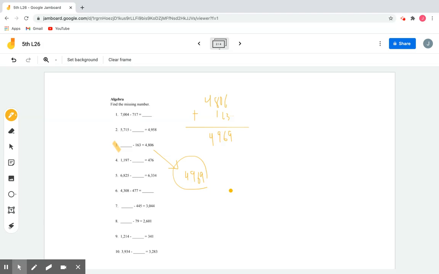Alright. Let's do one more example. Let's do number 5. We have 6,825, and then we subtracted this by something, and then we got 6,334. So I'm going to subtract this by 6,334 so we can find the missing number. So I'm going to subtract this by this.